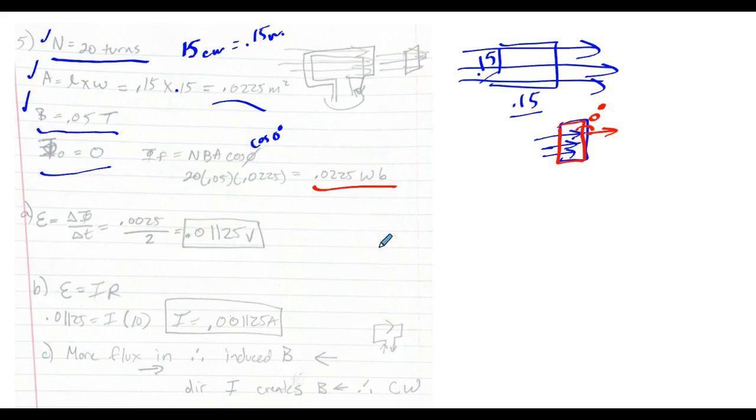To figure out the EMF, the induced EMF in this change, going from the flat where no lines go through to where all the lines go through, you take the change in flux divided by the change in time. That's the voltage. So we got this answer, we divide it by 2 and we get the voltage. So 0.01125 volts is what we got for that one.